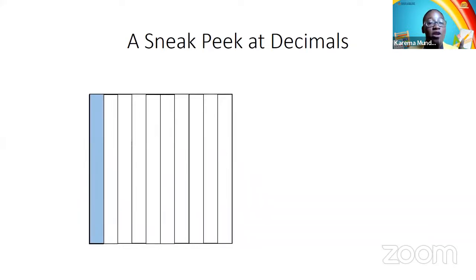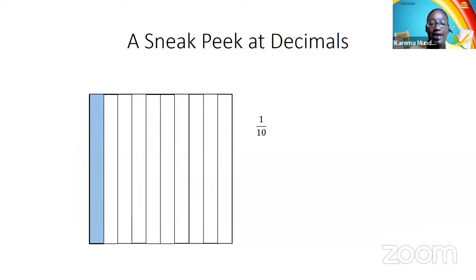And now if one of those parts is highlighted, thank you, Miss Williams, she has highlighted one of those parts. It's now one part out of 10 equal parts. Notice the word I'm using, equal parts, and that's very, very important, students. All right.